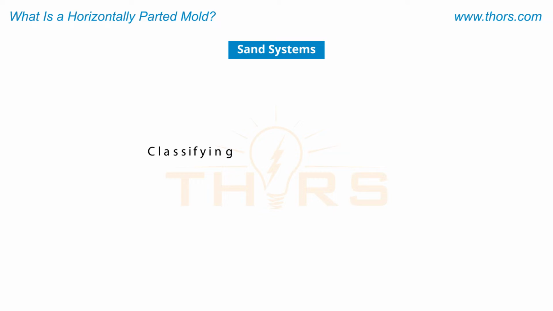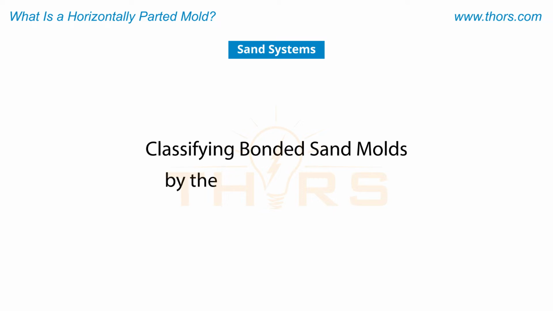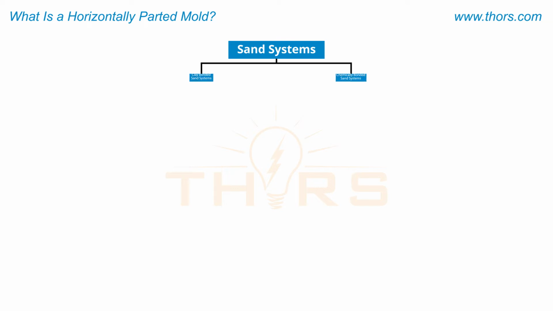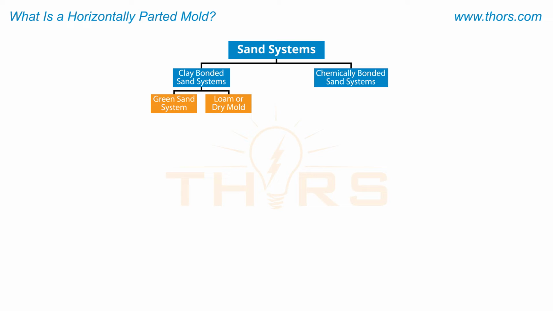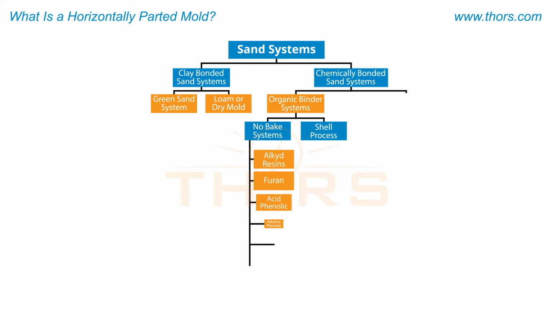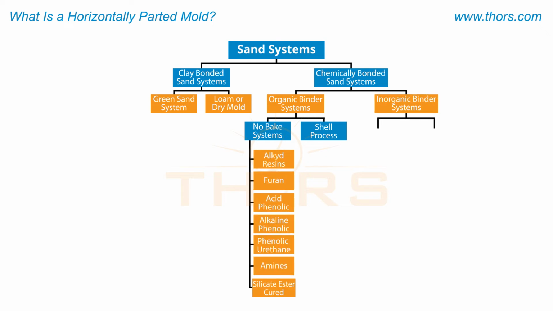One method for classifying bonded sand molds is by the type of binder used. On this basis, bonded sand molding can be broadly classified into clay bonded sand systems and chemically bonded sand systems. Clay bonded sand systems include green sand systems and loam or dry sand molds. Chemically bonded sand systems include organic binder systems, like no-bake systems and shell process, and inorganic binder systems, like sodium silicate systems and cement mold systems.